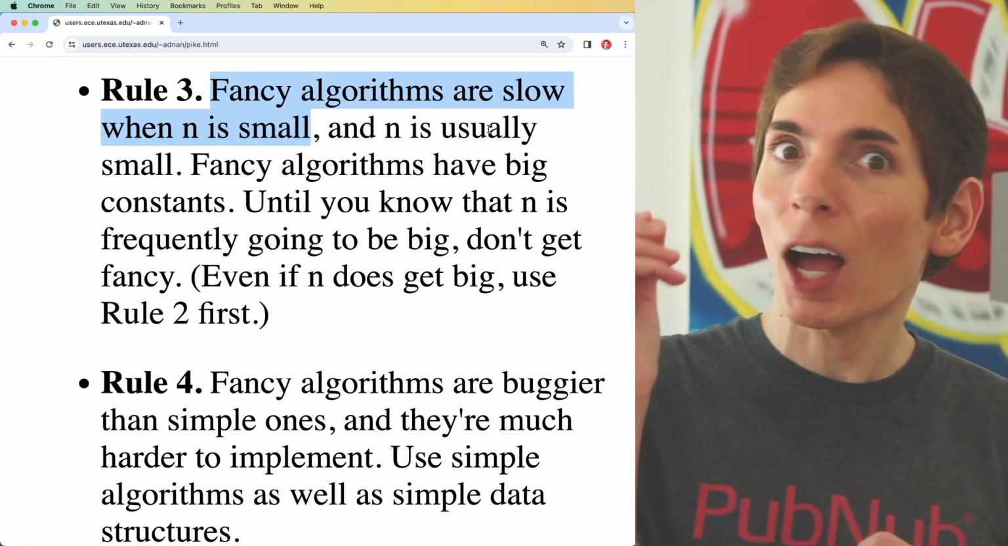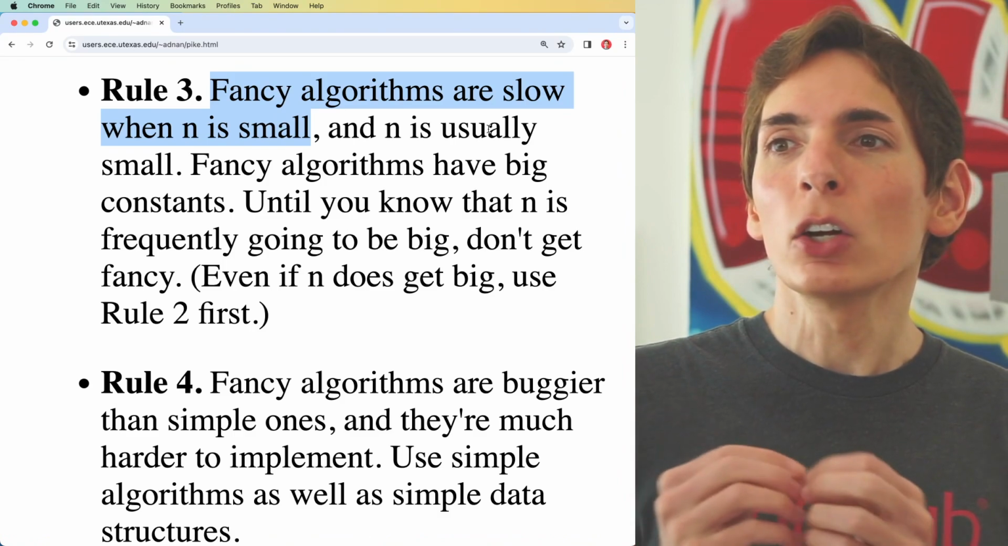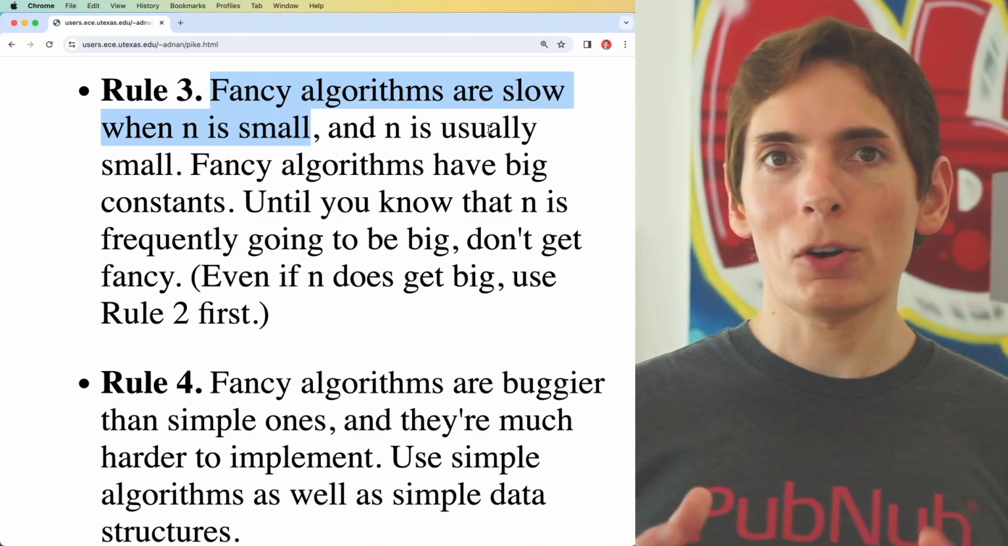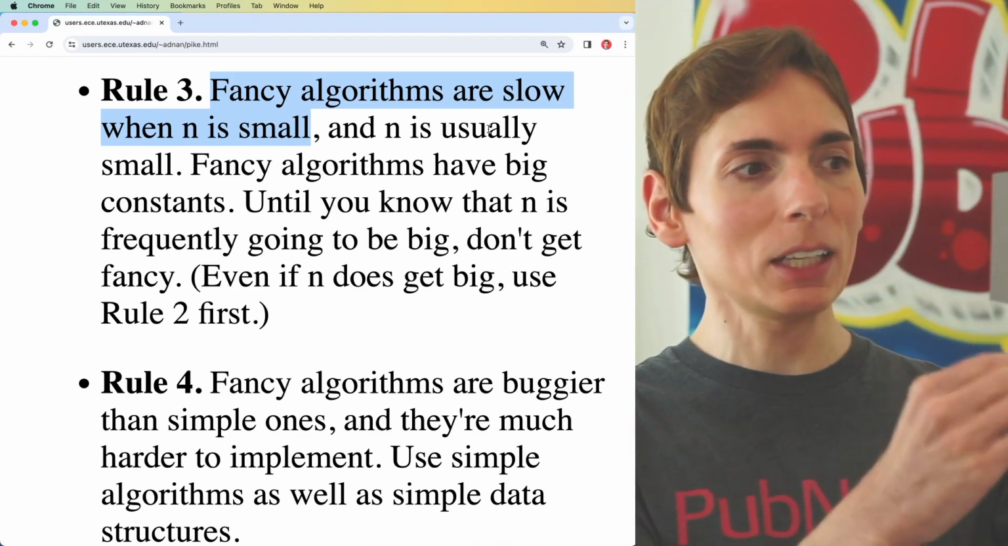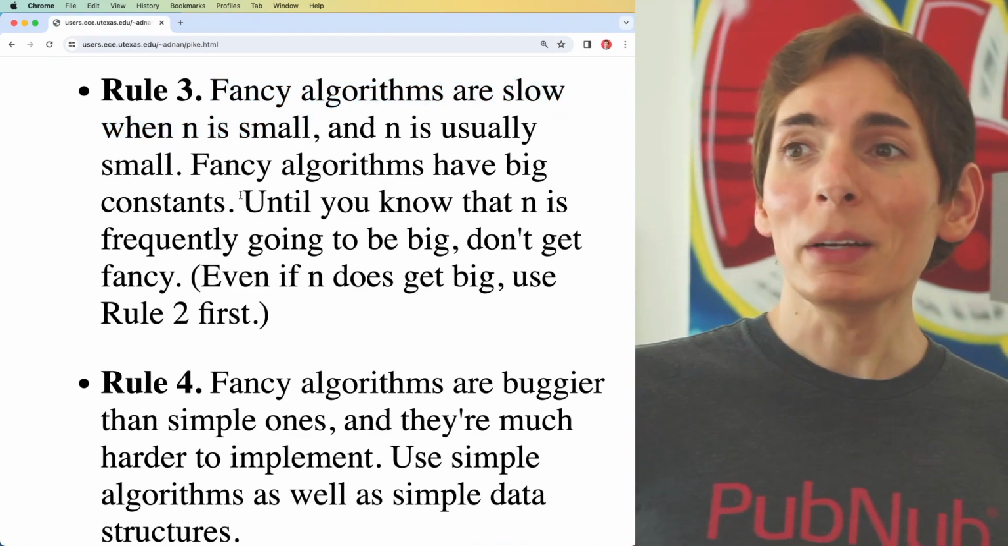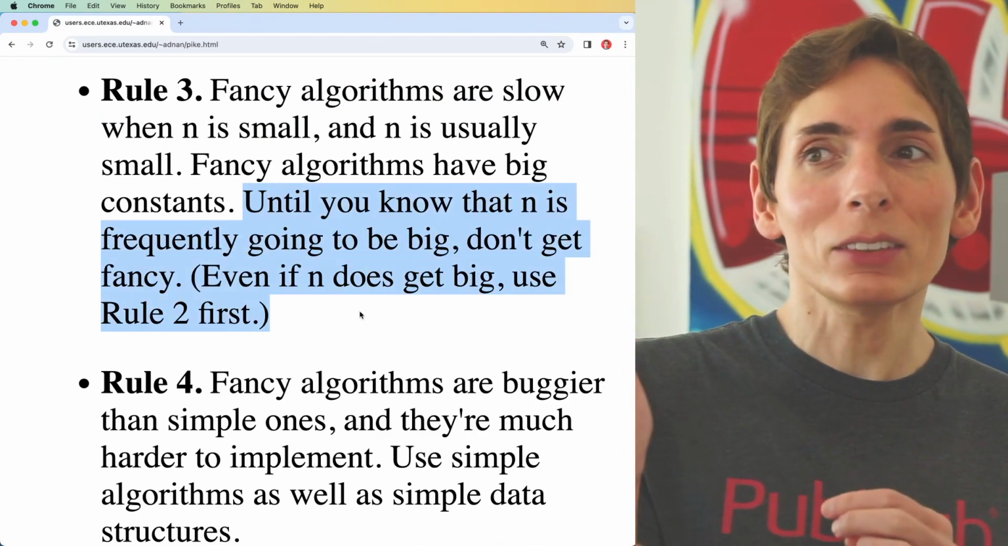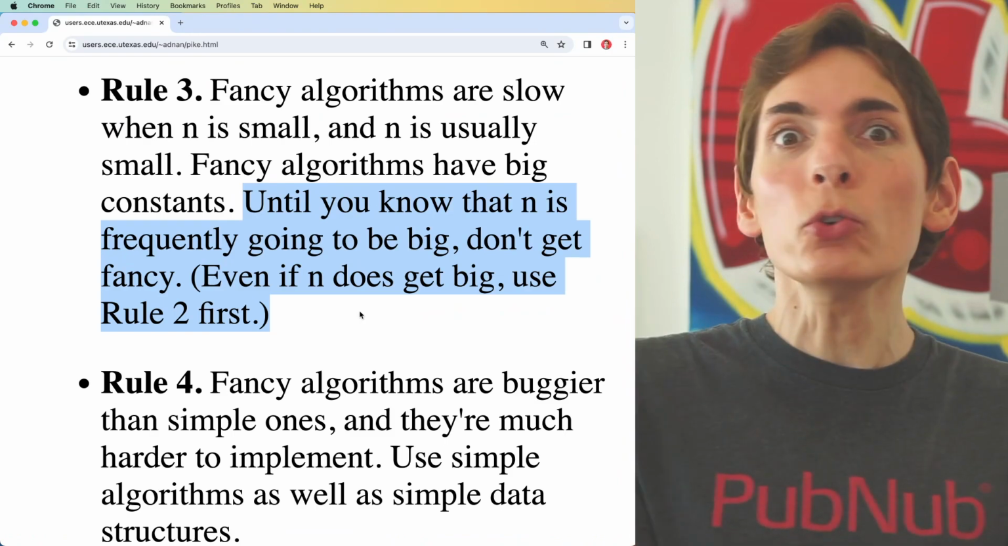Essentially, it's saying that you can have these really great algorithms that really kick into gear when n is large, like when there's a lot of number of requests or a lot of number of activities that need to occur to accomplish a goal. Basically, what they're saying is that until you know that something is going to be needing to be a fancy algorithm, don't use fancy algorithms.